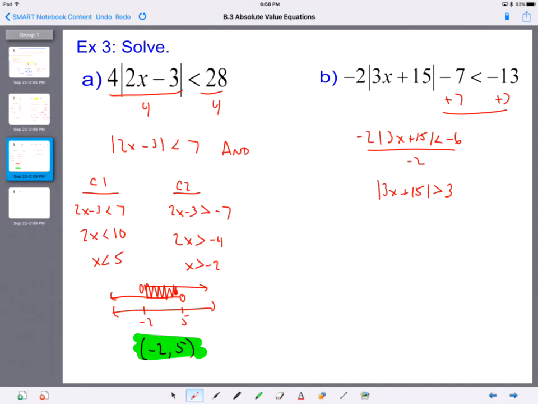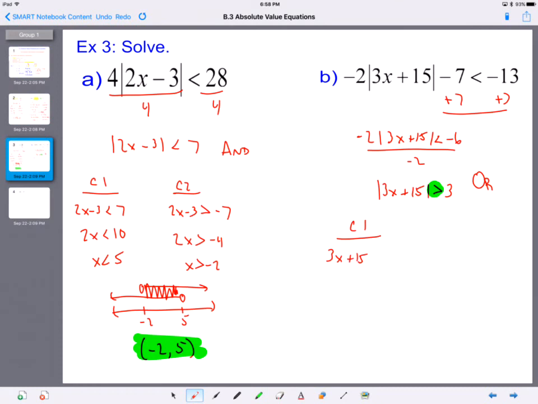At this point, since the inequality is greater than, we want values that are greater than 3 and values that are less than negative 3. So this is an OR statement. And then that's how we're going to set up our two cases.